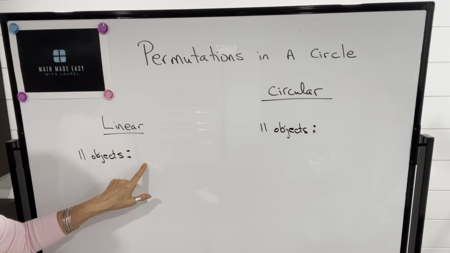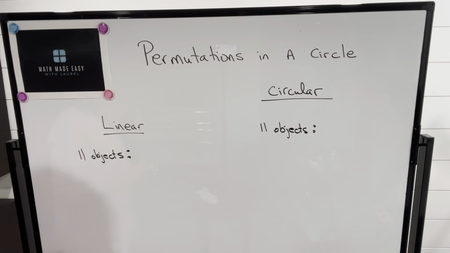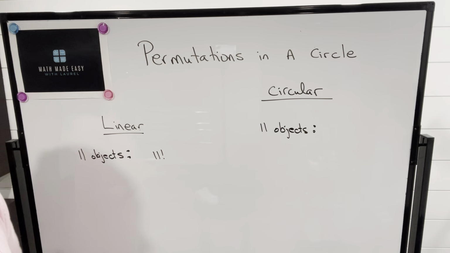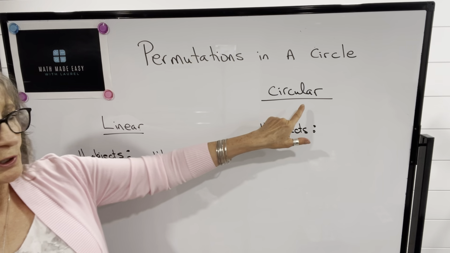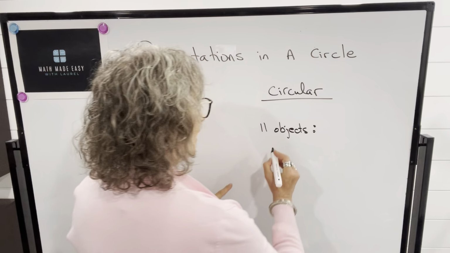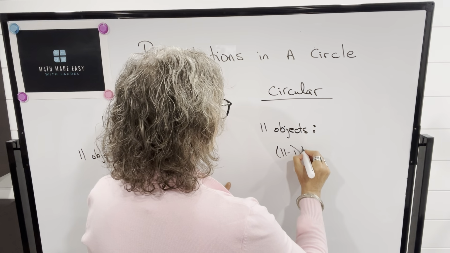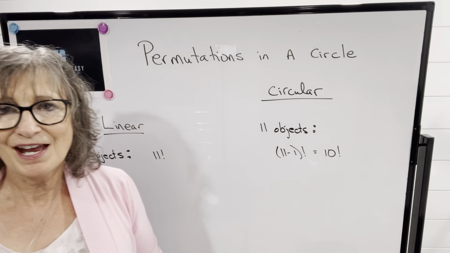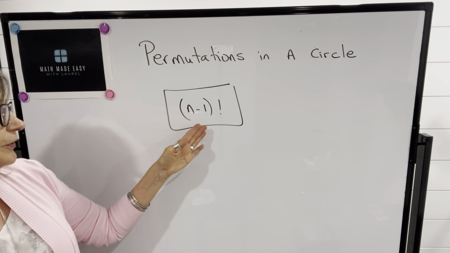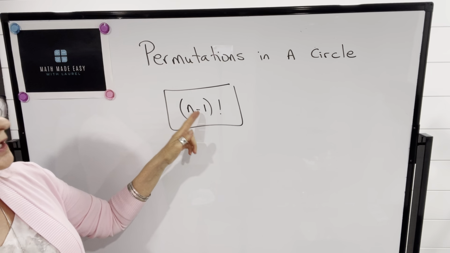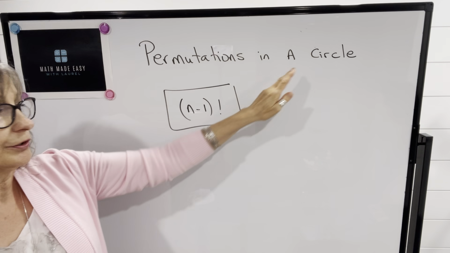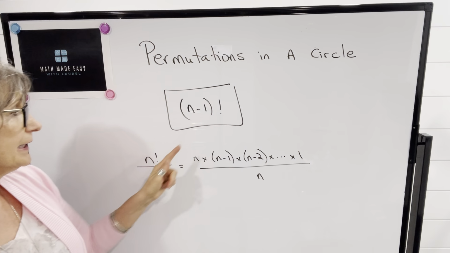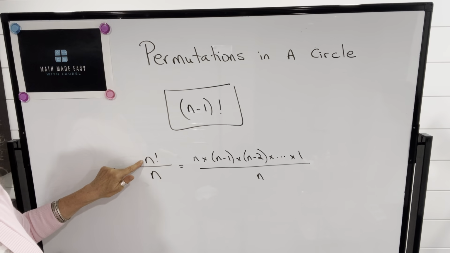If we had 11 distinct objects and we were arranging them in a row, there would be 11 factorial number of arrangements. But if we are arranging them in a circle, we would have 11 minus 1 factorial ways of arranging them, which is 10 factorial, and so on. So the formula for finding the number of permutations of distinct objects arranged in a circle is n minus 1 factorial.